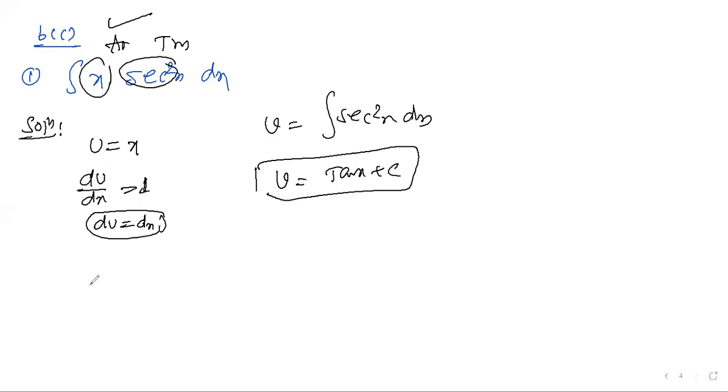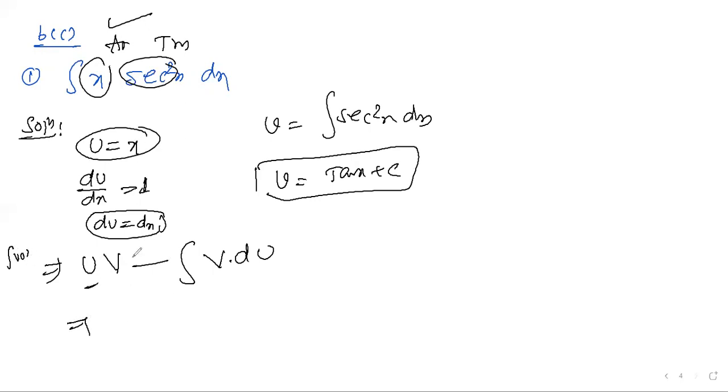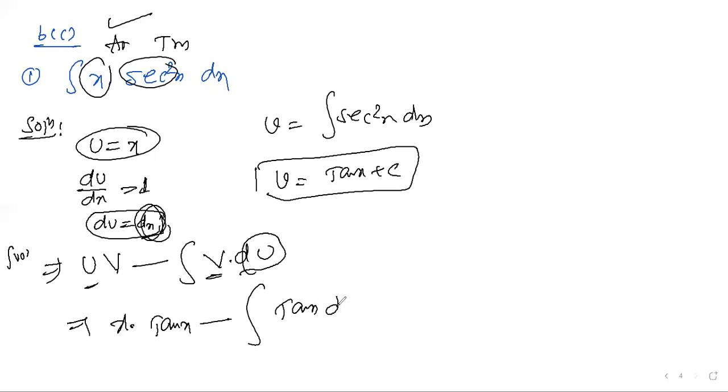So next you should start applying the formula. What is the formula? uv minus integration of v du. This is the integration of uv method. So now start applying. What is the u value? u is equal to x. What's the value of v? Tan x plus c. Don't write c right now, no problem. So v is equal to tan x here. Next, what about du? dx. Am I clear? Yes.